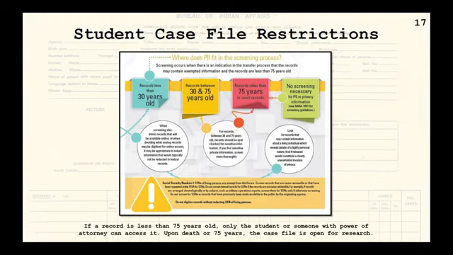Generally speaking, a student case file is closed to the public for 75 years after record creation. As long as the student is alive, only they or someone with the power of attorney can access it. If a student dies, that restriction ends, and this can be proved with a death certificate or, given that later records have Social Security numbers, the Social Security Death Index. But it is on the researcher to prove it.